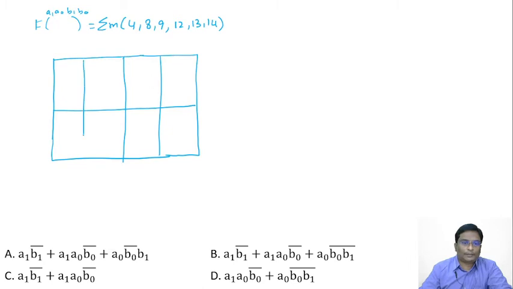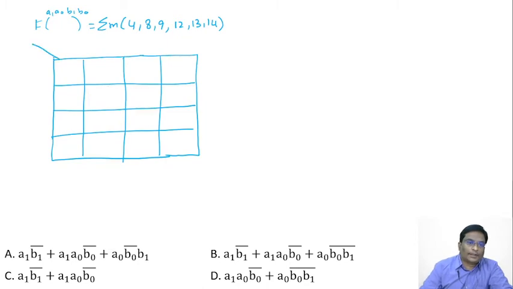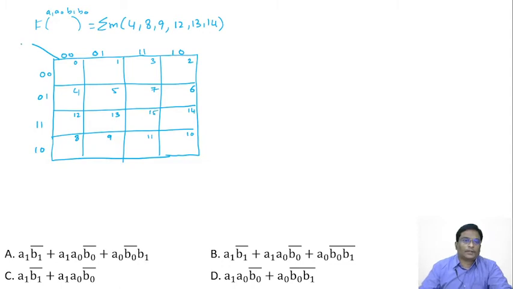Let us draw the 4 variable K map and simplify this one. Here the values are 0, 0, 0, 1, 1, 1, 0, and so on. This is 0, this is 1, this is 3, this is 2, this is 4, this is 5, this is 7, this is 6, this is 8, this is 9, this is 10, this is 11, this is 12, this is 13, this is 14, this is 15. This is A1, A naught here, and this is B1, B naught here.